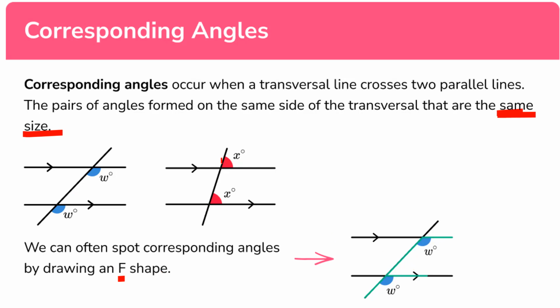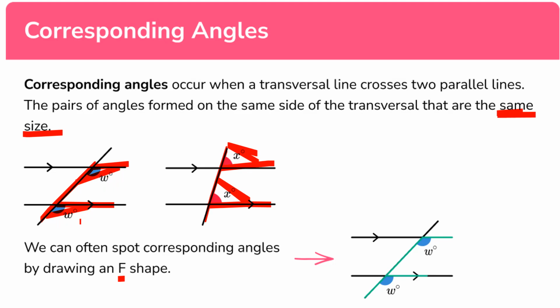If you look here, you see the F shape, okay? The F shape is what we're looking for. So once you find that F shape, you notice that the one that's on top here, that's X. And we know that this one here, again, that's also X. So those are corresponding angles. And here again, we can also point out the F shape right here. Notice that this is W, and this is also W as well. So those are corresponding angles right there.